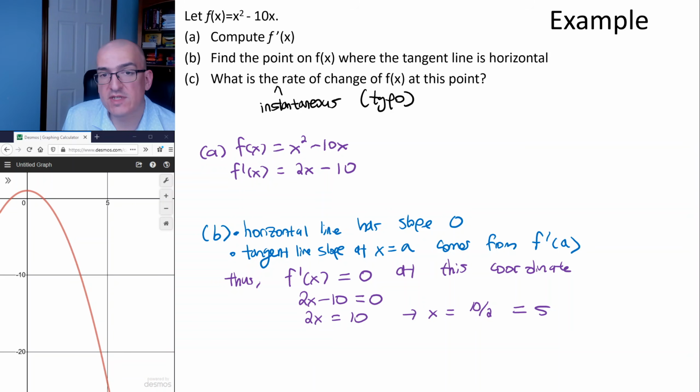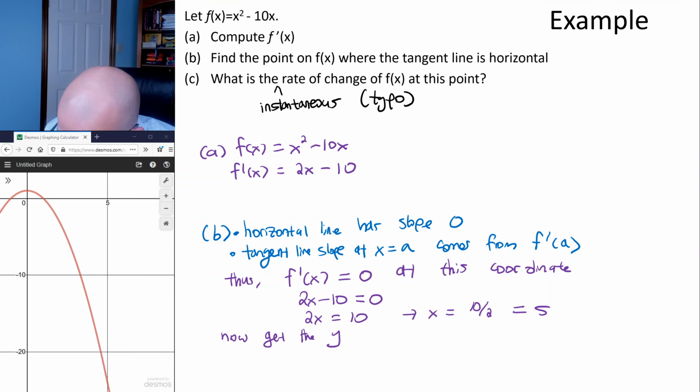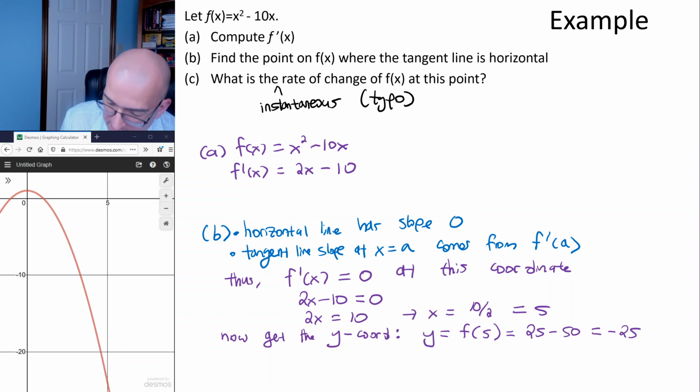Now the question said, what is the point on f of x? So a point needs an xy coordinate. We'll get the y coordinate next. y equals f of 5. So 25 minus 50 equals negative 25. Thus, the point is 5 comma minus 25.